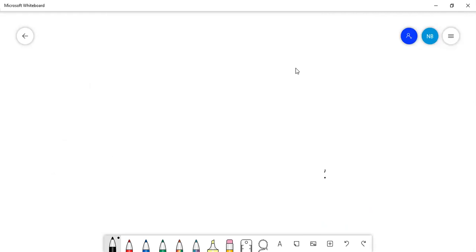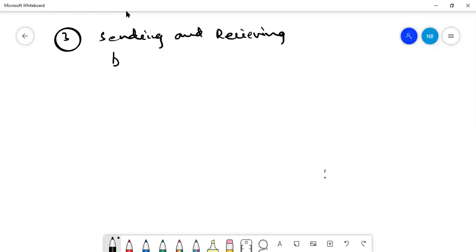Now the third service which is offered by TCP is sending and receiving buffers.